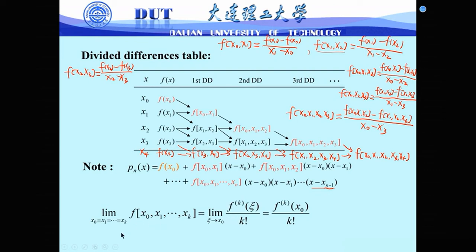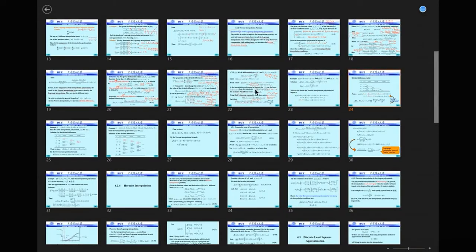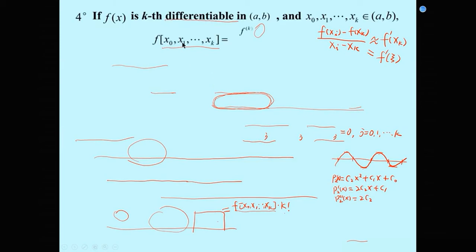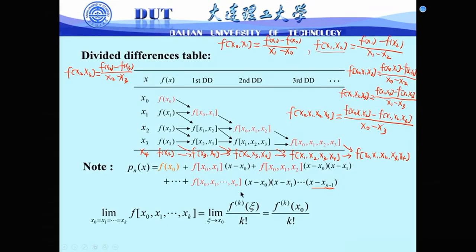Now you should understand by the property we just showed, between the divided difference and the derivative. I omitted the proof. Now, if we consider the limit where all the nodes go to x0, then this is just the k-th order derivative at x0 divided by k factorial. Then, if you replace here, what is the result?